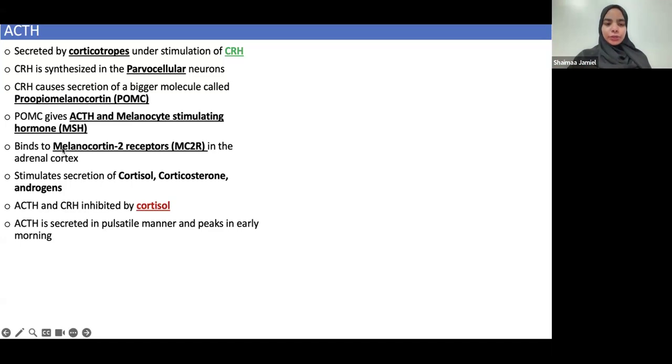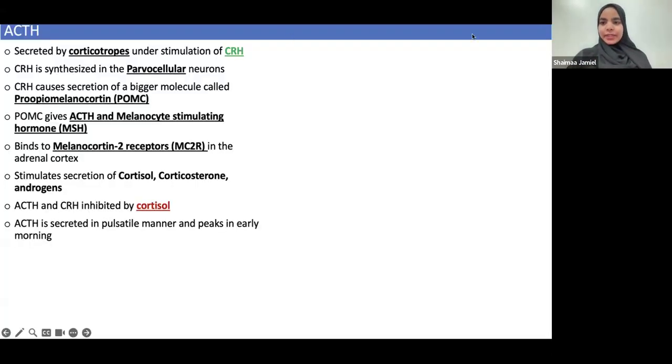ACTH is going to bind to melanocortin 2 receptors in the adrenal cortex, which is then, as we said, going to stimulate the secretion of cortisol. And then cortisol is going to inhibit ACTH and corticotropin releasing hormone. And as we said, ACTH is secreted in a pulsatile manner and it peaks early morning and it's low at night, which is the opposite of what was here. So yeah, that's basically it.